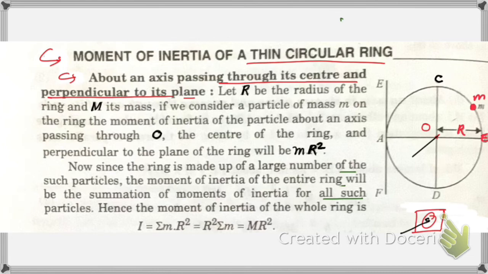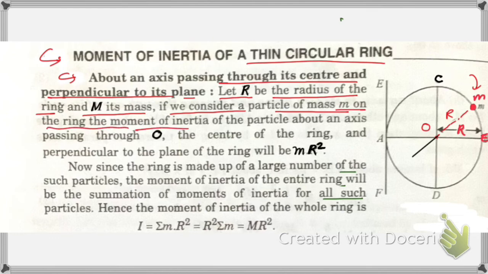So hope you can imagine that. Now you see, let R be the radius of the circular ring and M be its mass. If we consider a particle of mass m, which is at a distance of capital R, which is equal to the radius of the ring, from the center O, and it is considered on the ring, okay?